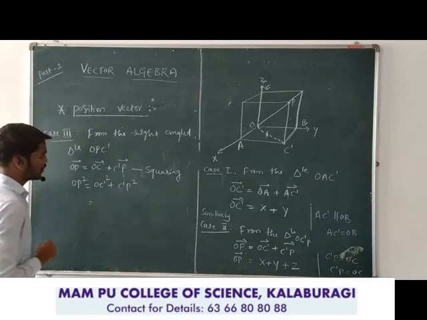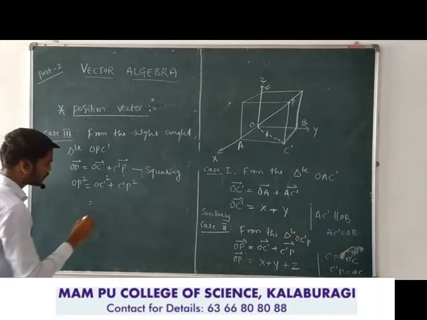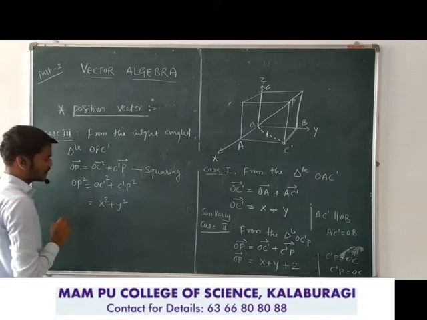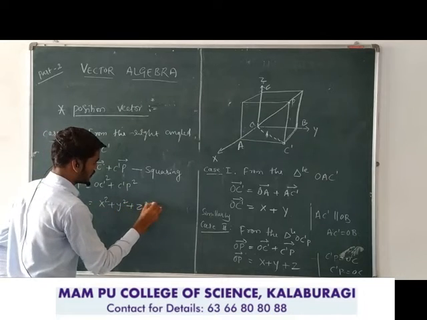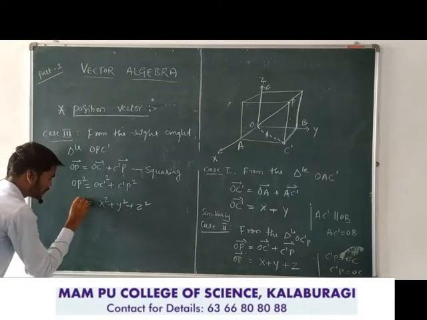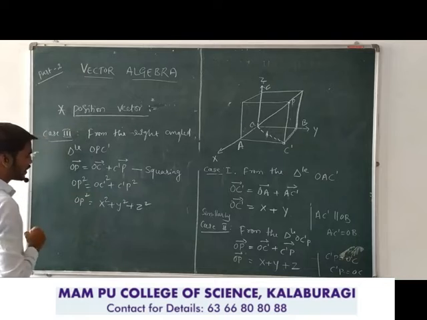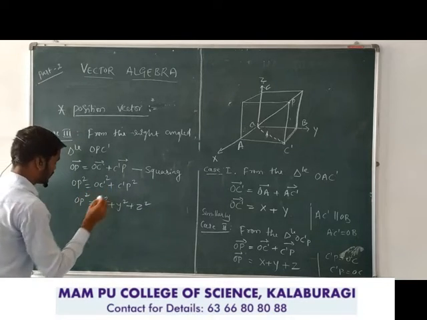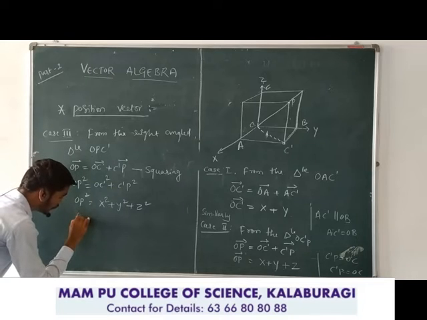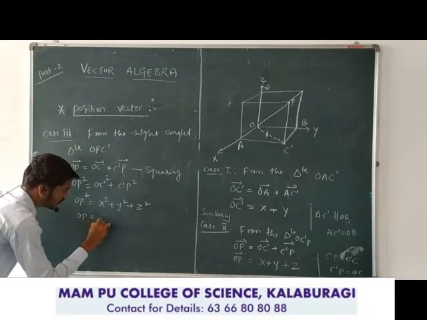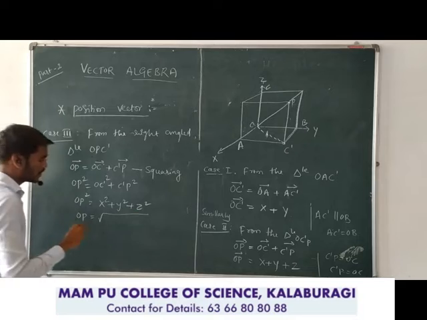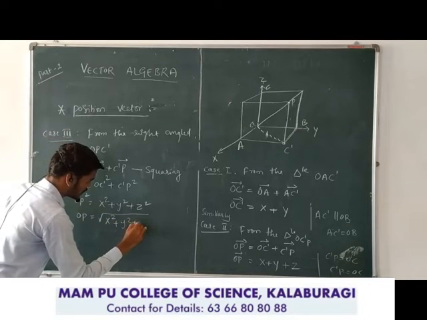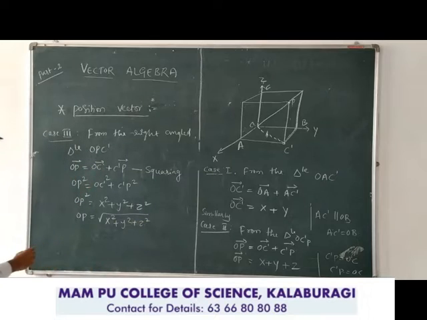Similarly, OC means X square plus Y square is equal to Z square. This is OP square. So I can write OP is equal to under root X square plus Y square plus Z square.